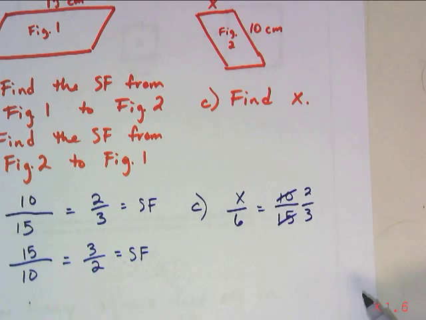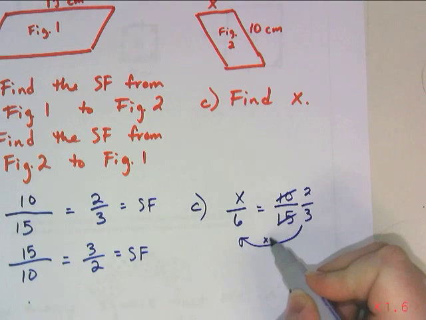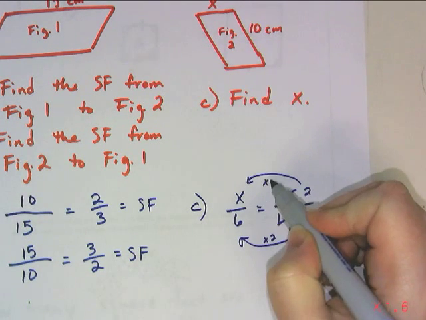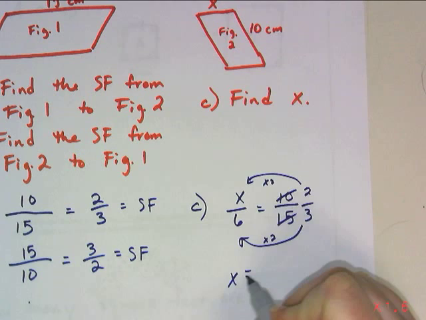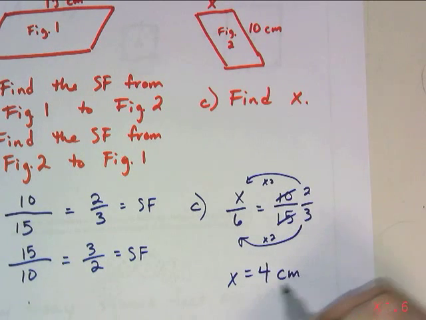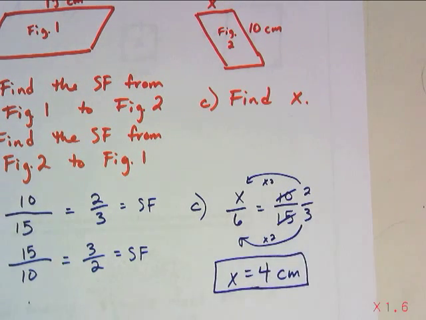I think it's pretty easy to see here how to figure out what x is going to be. 3 times 2 is 6. 2 times 2 tells us that x equals 4. Don't forget your units, 4 centimeters.